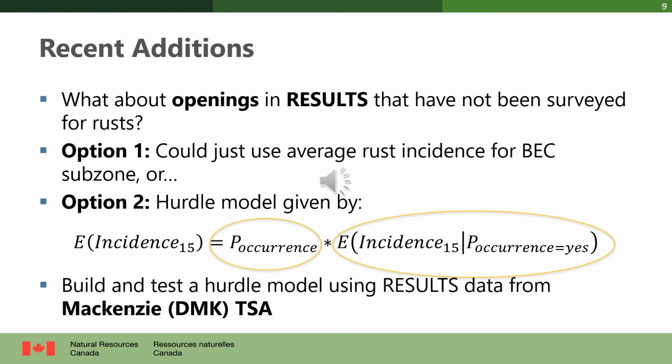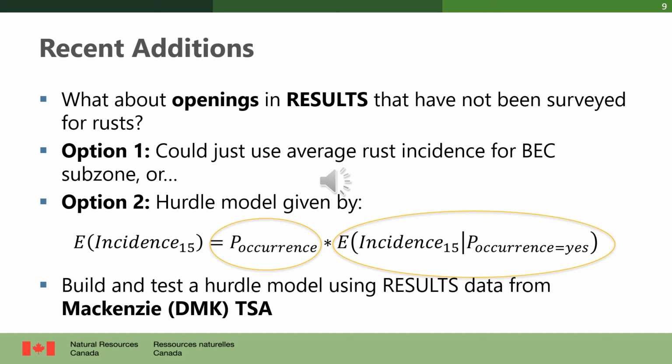This average value would then be applied to any opening that had not been surveyed for rusts. However, this approach would not take advantage of some of the climatic and biophysical data that was available for each opening. Previous studies had shown that rust incidence levels could be correlated with various climatic and biophysical factors. So the next option was to develop what is called a hurdle model, and that we see here with the equation presented under option 2 in the slide.